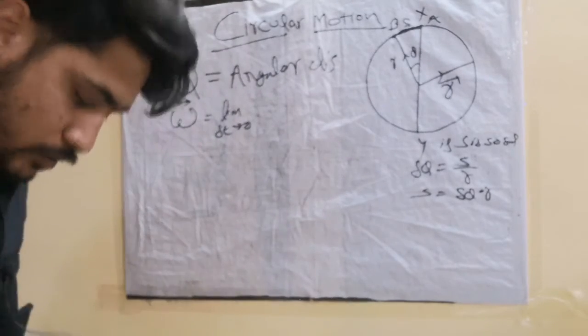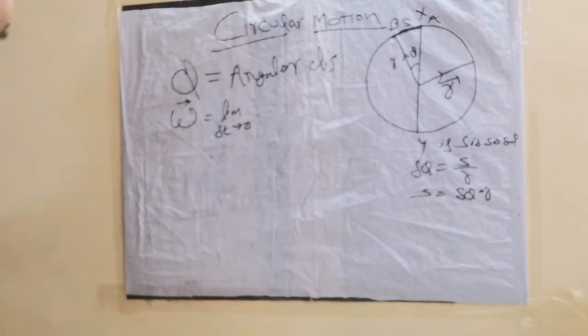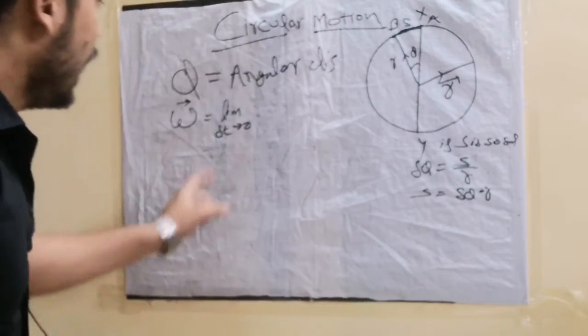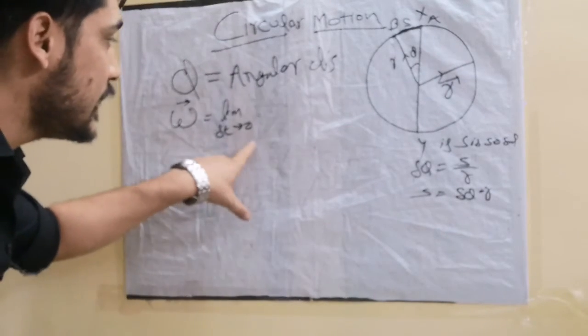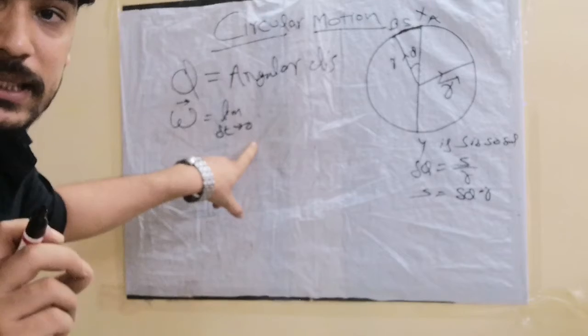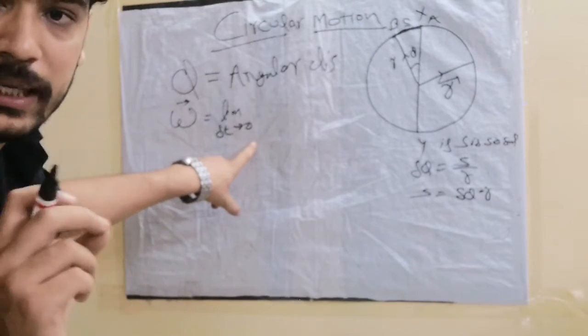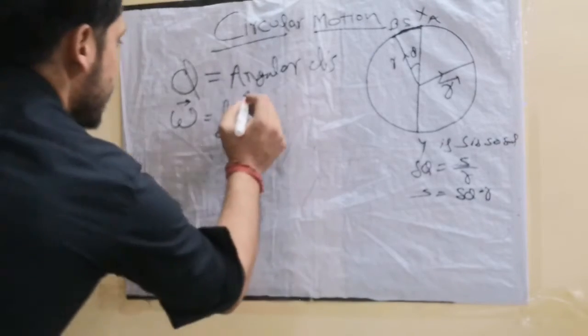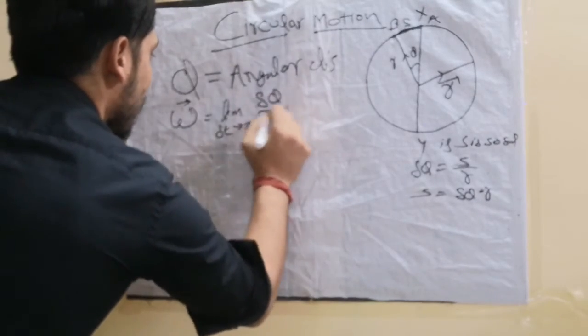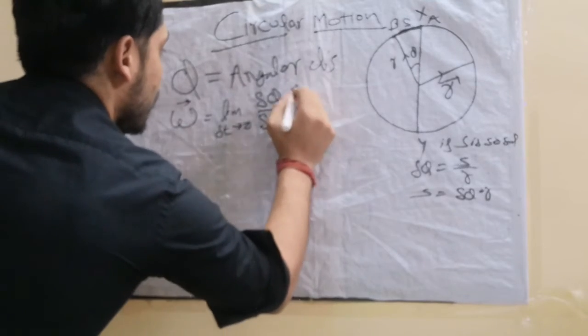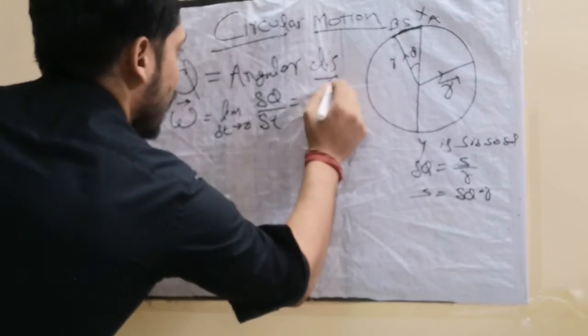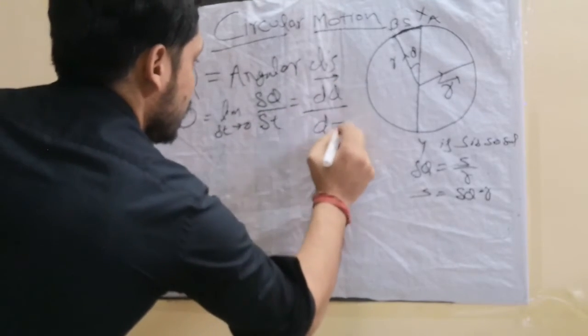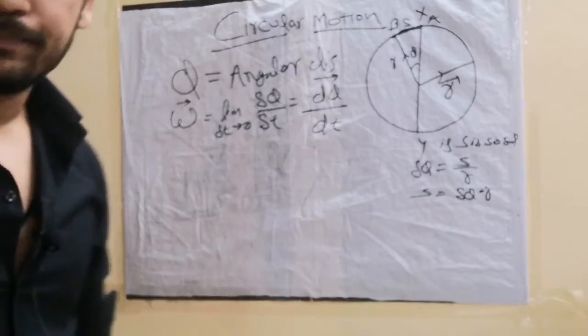Delta t tends to 0 means it's instantaneous. Sorry, my mic fell off. Okay, limiting delta t tends to 0 means it's instantaneous, it's for a fraction of a second. Limiting delta theta upon delta t, or you can also say d theta upon dt, it's a vector quantity.